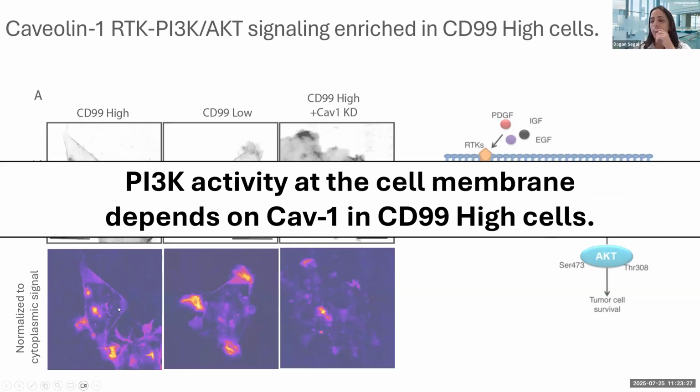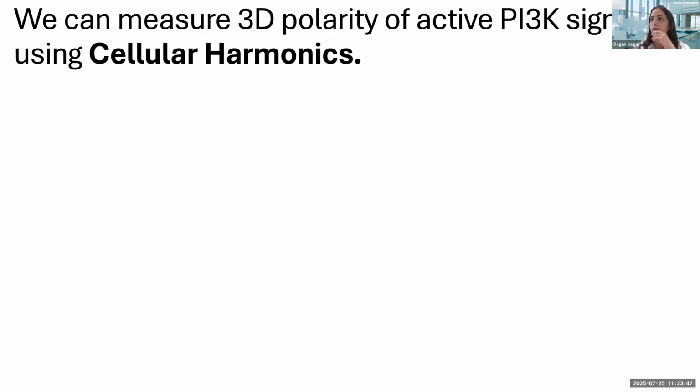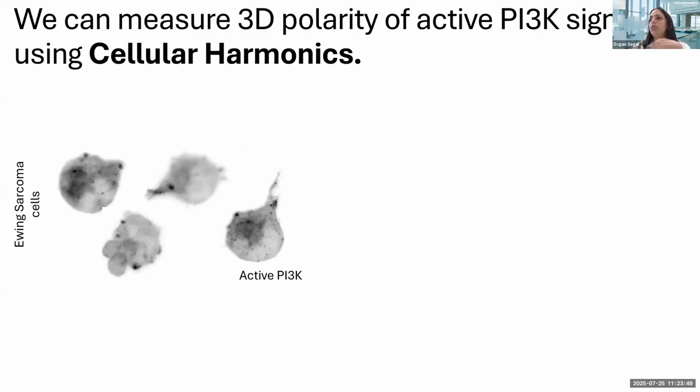Something that we found very interesting is, though we didn't see differences in the overall recruitment to the membrane, we wondered whether there would be different patterns of distribution of this active PI3 kinase biosensor at the membrane. But it was hard to tease out in this 2D culture experimental setup. So for that, we turned to evaluate active PI3 kinase organization in 3D, looking at cells embedded in 3D collagen.